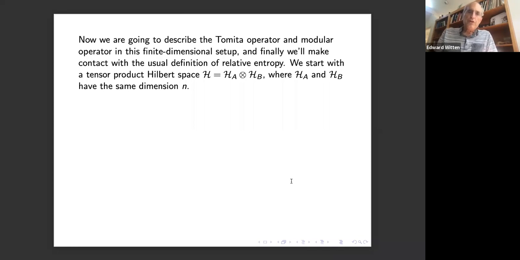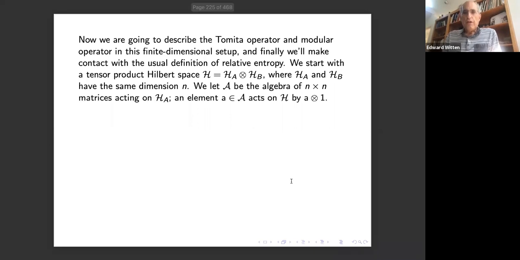So we start with the tensor product Hilbert space HA tensor HB, where we'll assume that the two spaces have the same dimension n. And we let A be the algebra of n by n matrices acting on HA. So an element of the algebra acts by A tensor 1. It acts by A on HA and it does nothing on HB.